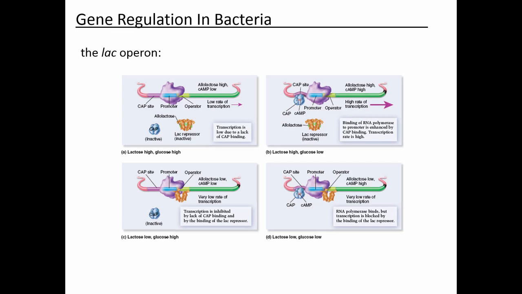And then the top right-hand corner is the only situation in which it's on, and that would be the minus glucose plus lactose situation. Again, because you have no glucose, you're going to have cyclic AMP bound to CAP and CAP bound to the CAP site. And then because you have high lactose, you're going to have allolactose bound to the lac repressor, inactivating it and preventing it from binding to the operator. And now you have a situation where CAP is bound to the CAP site and the repressor is not bound to the operator, and then you're going to get this operon transcribed at a high rate, or we'll just say that the operon is on in that situation.